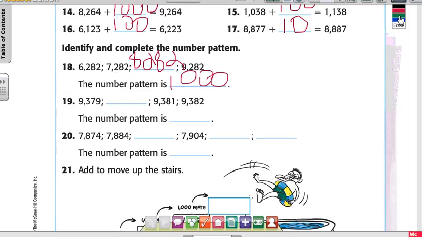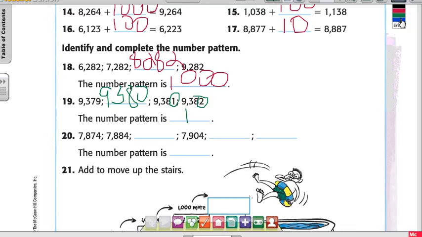Okay. It looks like right here, the ones is always changing. So I want to go backwards. So I have 9,300 in. I have 82, 81, 80, right? Isn't 80 before 81? So this would be 9,380. And I'm adding, what's the pattern? I'm adding how much each time? Just 1.